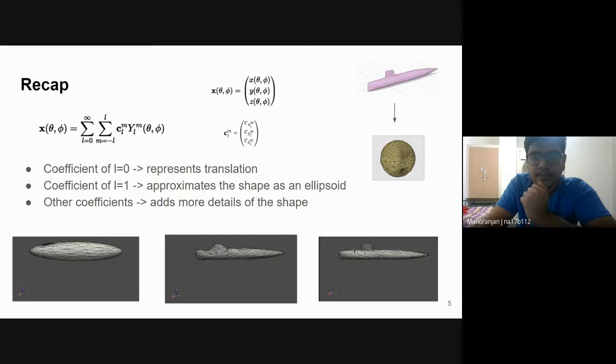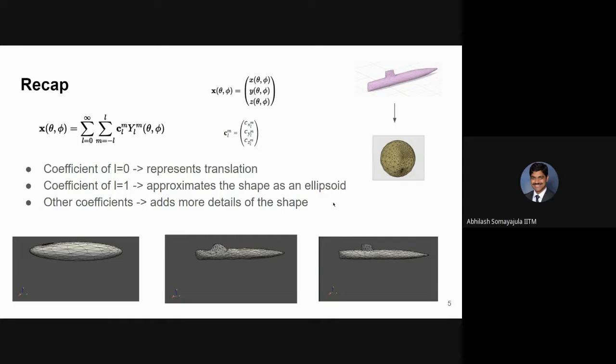Once I increase L up to 30, you will get a really good approximation of the shape. This is just for representation, but yes. So L equal to 30 will give you a very good approximation of the shape.